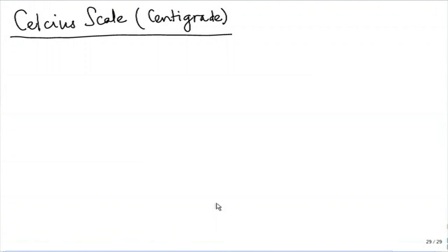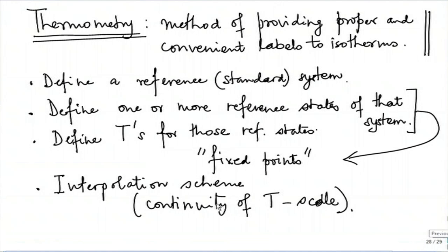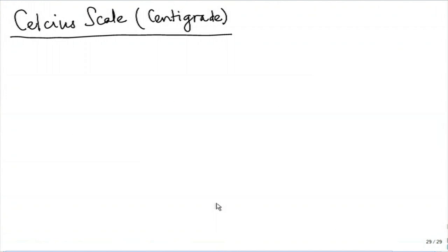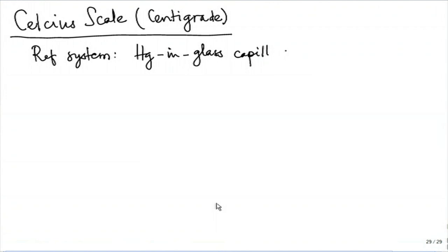Here, look at first. Reference system, reference states, values of temperature assigned to those reference states, and an interpolation scheme. Now here the reference system is mercury in glass capillary.